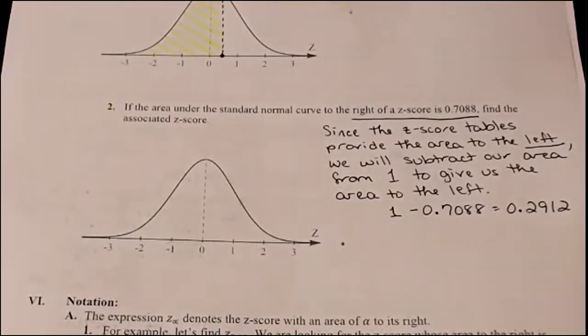Now, don't say this out loud. I want everyone to actually have an opportunity to do this. So look on the negative side of your z-score table, and you're looking for an area of 0.2912. In the chat, please send to me privately what the associated z-score might be. 0.2912. I'm going to highlight it on mine as well.